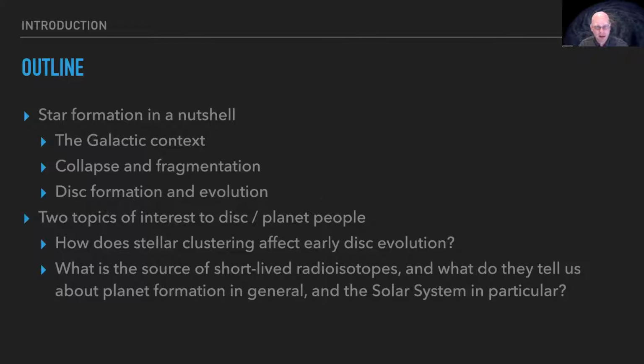So here's the outline of what I'm going to do. I'm going to start with a 10-minute, very brief overview of star formation and how it works. I'll review the galactic context of star formation, collapse and fragmentation, and then disk formation and evolution. And then I'll go on to my two topics of interest to disk and planet people. One is how does stellar clustering affect early disk evolution? What do we know about stellar clustering more generally? And the second is going to be the source of short-lived radioisotopes and what do they tell us about planet formation in general and the solar system in particular. That's the plan for this talk.